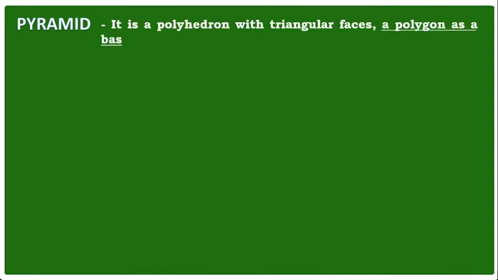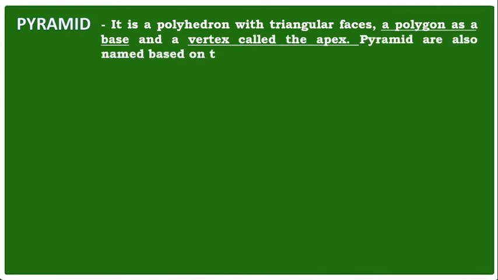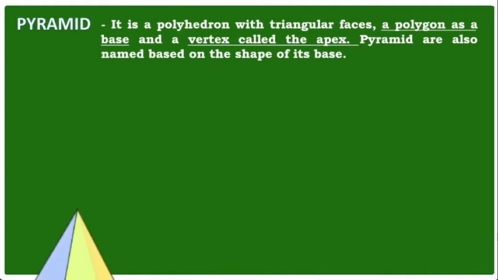The next solid figure is the pyramid. It is a polyhedron with triangular faces, a polygon as a base, and a vertex called the apex. Pyramids are also named based on the shape of their base. So remember, there are different kinds of pyramid and each kind is named according to its base.